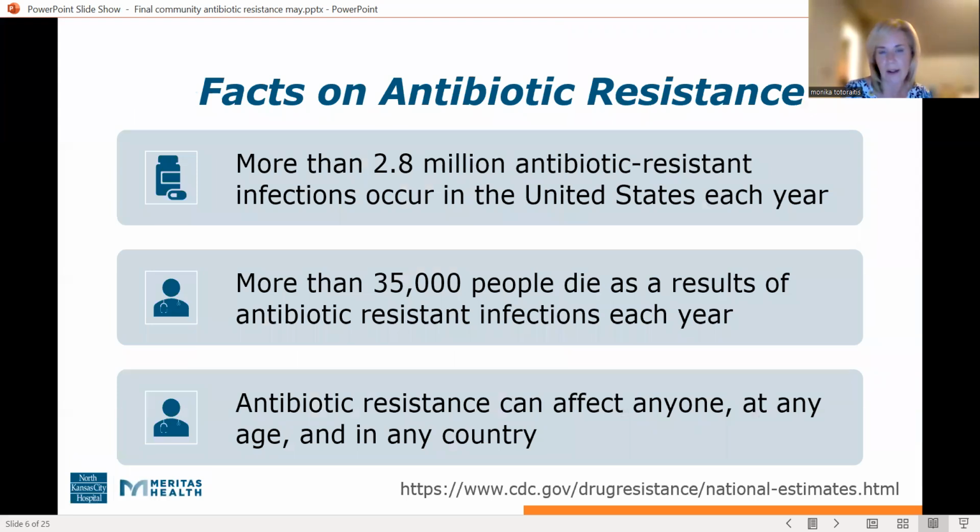Why are we worried about antibiotic resistance? Well, here are some facts. More than 2.8 million antibiotic-resistant infections occur in the United States each year, which accounts for more than 35,000 deaths. Antibiotic resistance can affect anybody, the rich, the poor, at any age, the young, the old, and in any country.